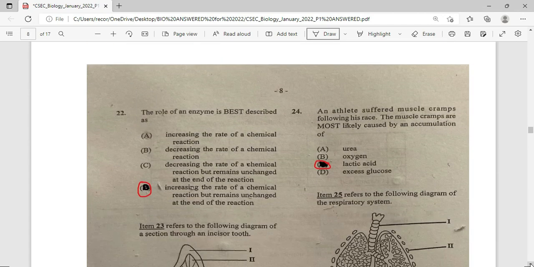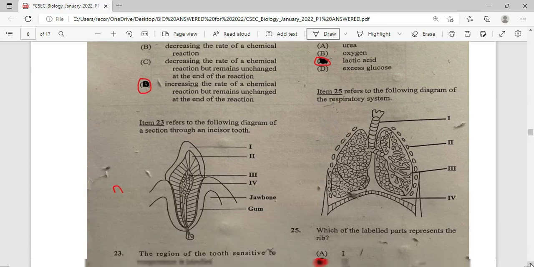Let's move right along. Now we have 22, and this is a repeated question, so we're just going to give you the answer. The answer there is D. You can read, pause, and read if you so desire.